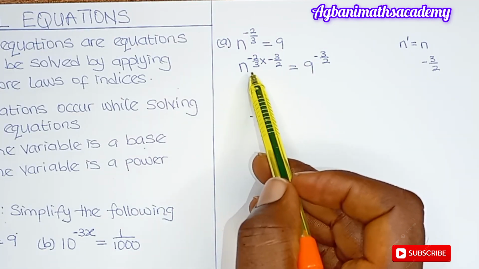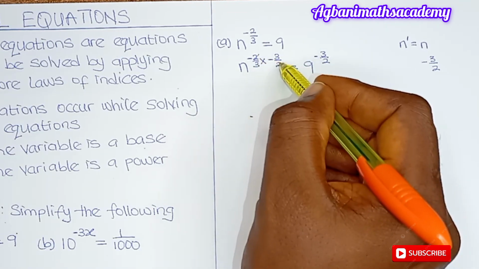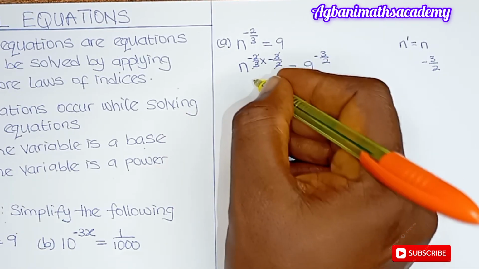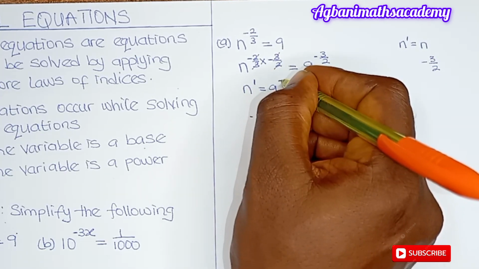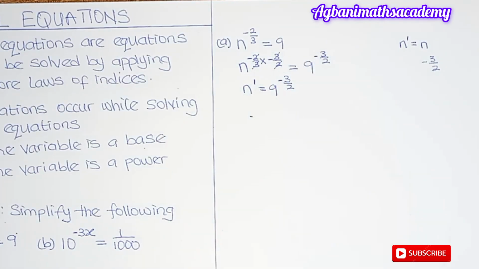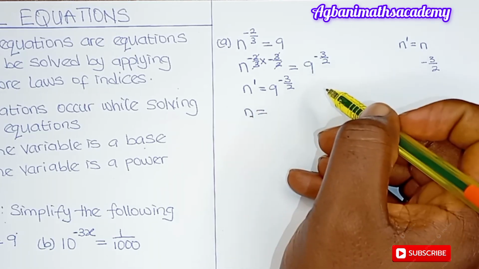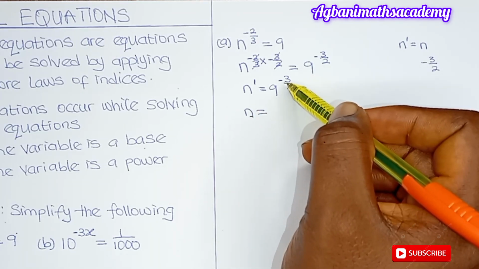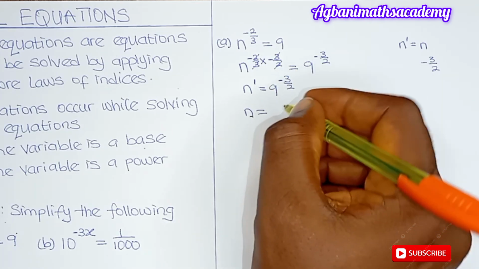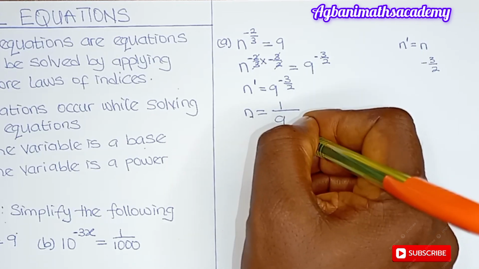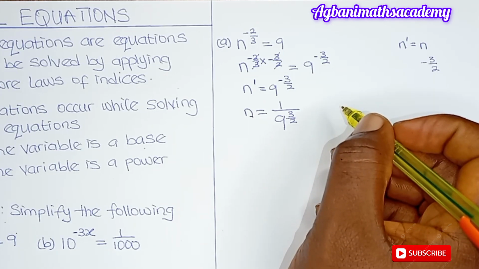Okay. Next, minus multiplied by minus is going to give us plus. On the left, 2 is going to cancel out 2, and 3 is going to cancel out 3. So this will give us n to the power of 1 is equal to 9 to the power of minus 3 all over 2. And we know that n to the power of 1 is n. This means that n is equal to, applying the laws of indices, we know that when we have an index that has a negative, this negative means the inverse of this value. So n is equal to 1 all over 9 to the power of 3 all over 2. So with this, we have erased the negative.